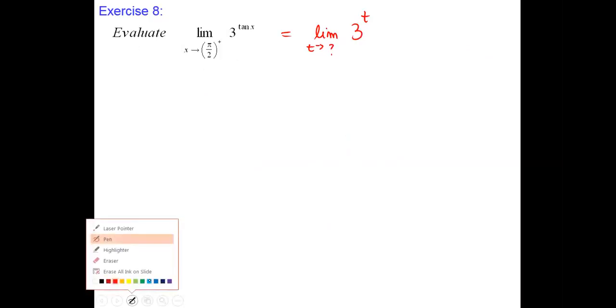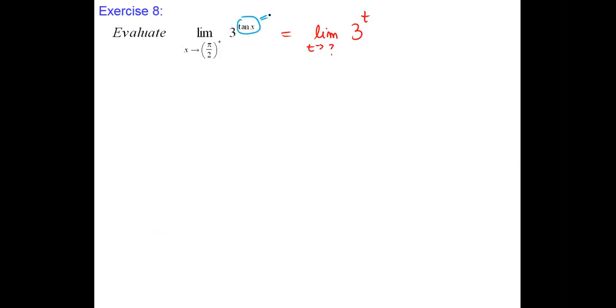Okay, actually, let's maybe do this one because it includes trigonometric. That means this will be my last one, and then we can jump to logarithmic. Limit as x goes to pi over 2 from the right hand side, and then we have 3 to the power of tangent of x. That means I do have limit 3 to the power of t. And I don't know how t behaves because t is a limit behavior of tangent of x at pi over 2 from the right hand side.